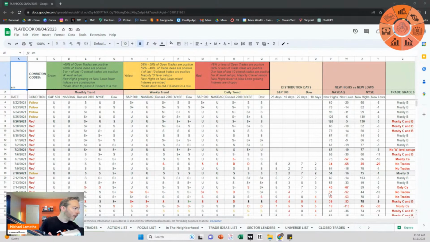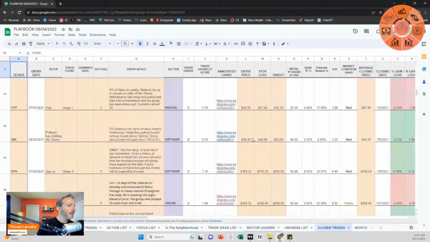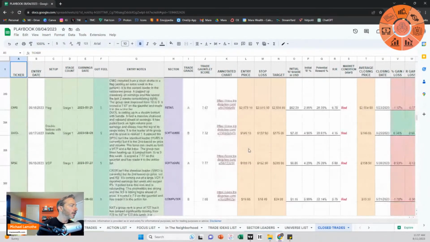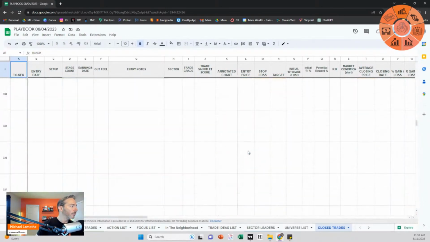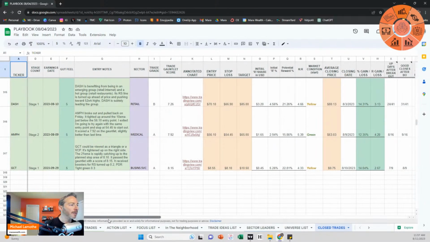My trading journal has grown over the years. I'm tracking general market conditions and my open trades. Right now, I'm in cash. I closed my last trade yesterday, and I'm going away for a few days. These are all my closed trades going back to 2020. This was the last one. I just closed out GCT, and here are my notes on the trade.